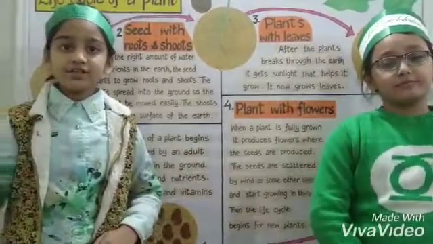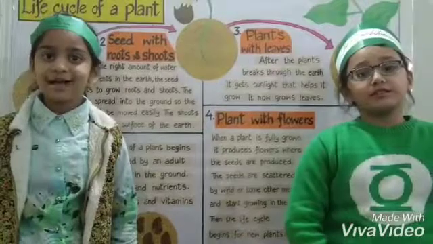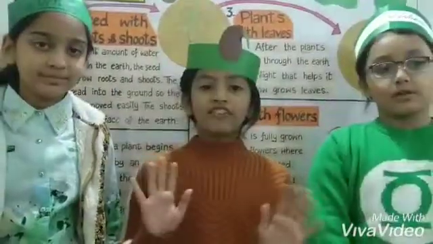There are four main stages of the life cycle of a plant. Seed, seed with roots and shoots, plant with leaves, plant with a flower. Let's meet them.